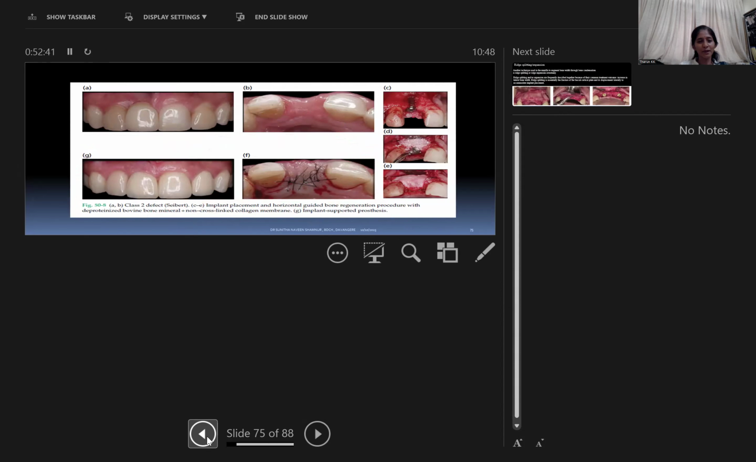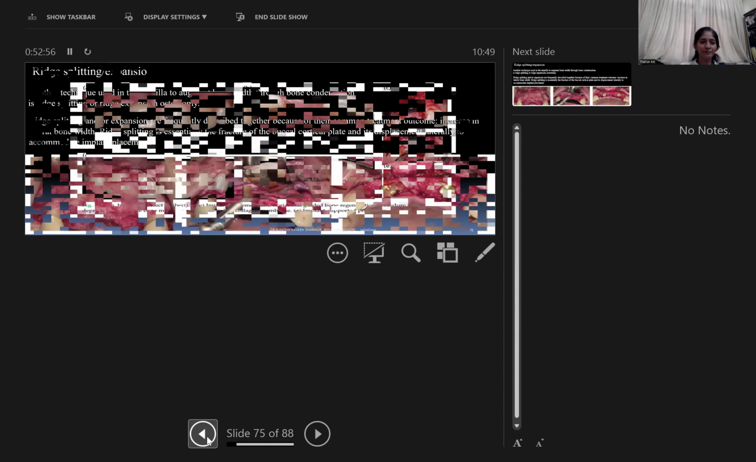And it's a simple one, class 2 Siebert classification. If I have a dehiscence, a simple dehiscence up to the middle third, I would just use a combination of my autogenous or a xenograft, closure with a membrane, and good to go.